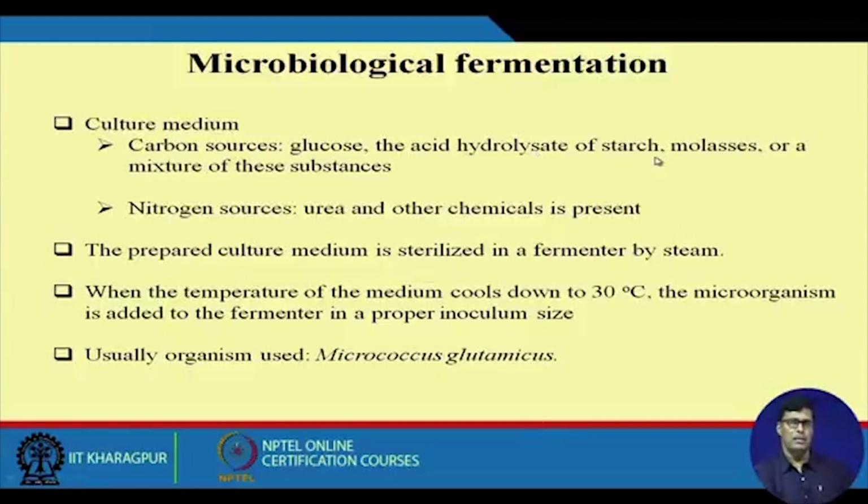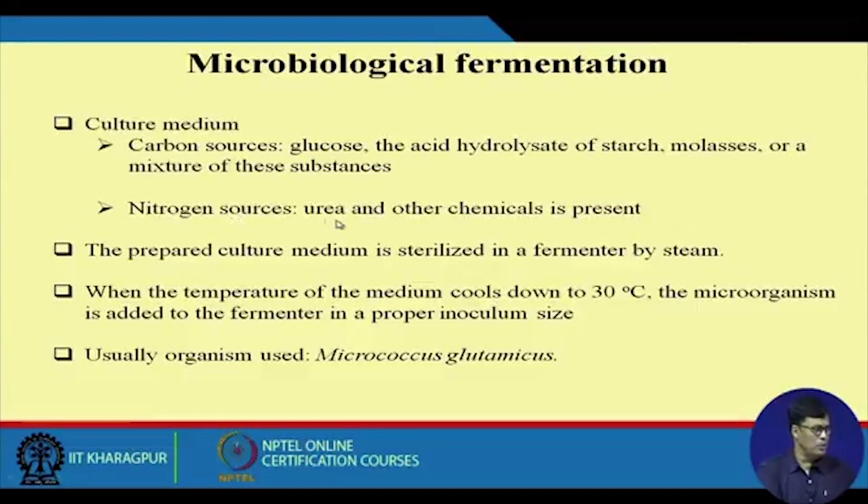What do you mean by acid hydrolysate of starch? When we hydrolyze the starch molecules, we get oligosaccharides. We not only get glucose, we get monomer, dimer, trimer, or different types of oligosaccharide. So that is considered an acid hydrolysate. Then molasses, and a mixture of these substances.